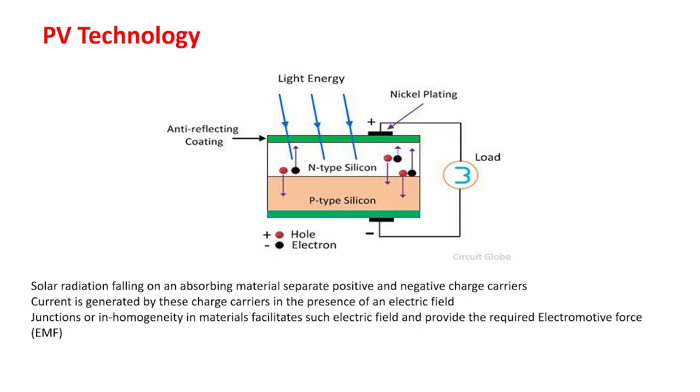So how do we get the electric field inbuilt inside the material? There will be a junction or inhomogeneity in the materials that will facilitate an electric field, and that inhomogeneity or junction ultimately provides the required electromotive force that helps in current generation through the passage of these separated positive and negative charge carriers.